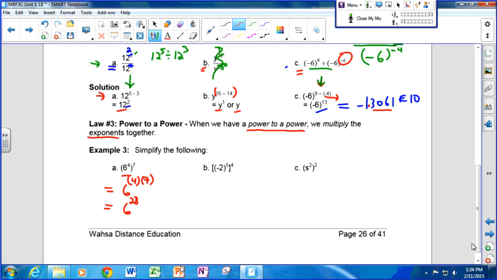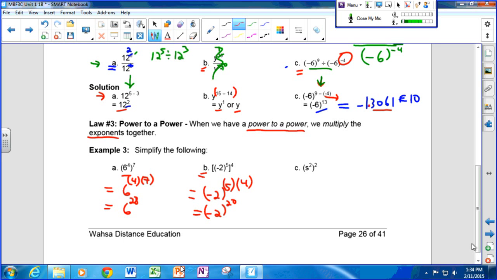Well, let's take a look at part B here. We have negative 2 to the power 5, which is then to the power 4, so the simplification of that is negative 2 to the power 5 times 4, which should be 20. So we're just multiplying the two exponents together.